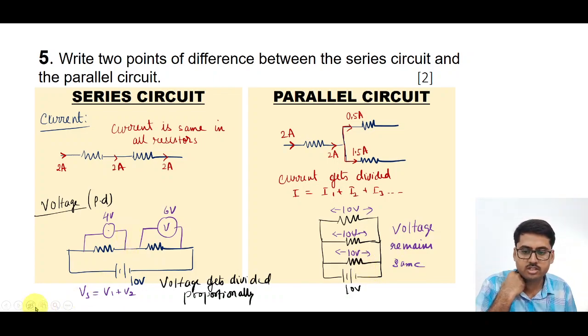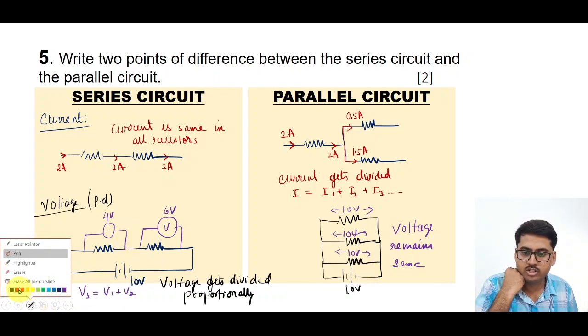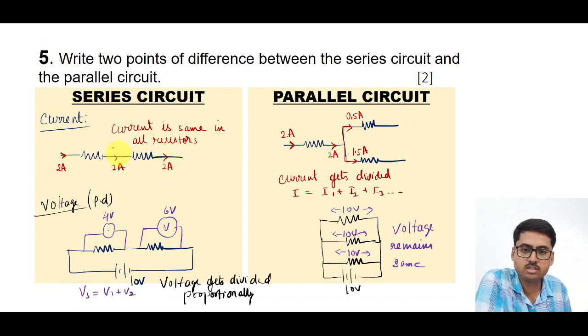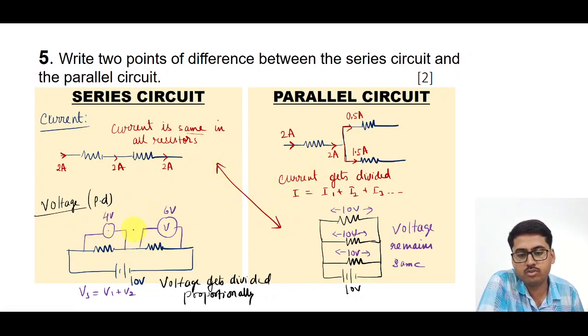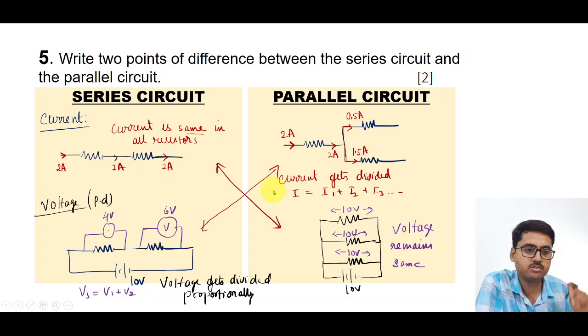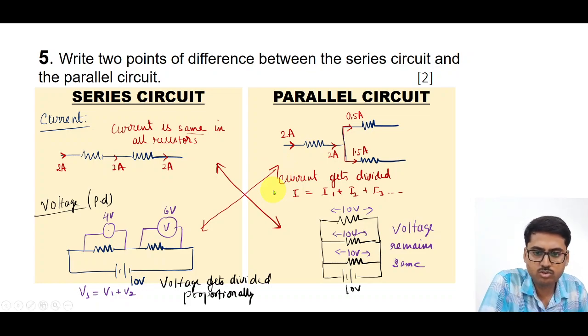So you can see a similarity actually. In case of a series circuit, current remains same, and in case of a parallel circuit, voltage remains same. And voltage gets divided in case of a series circuit, and current gets divided in case of a parallel circuit. So these are the two major differences between series circuit and parallel circuit.